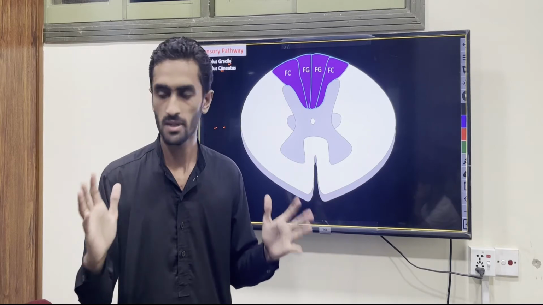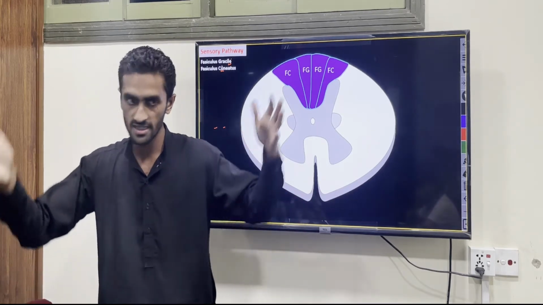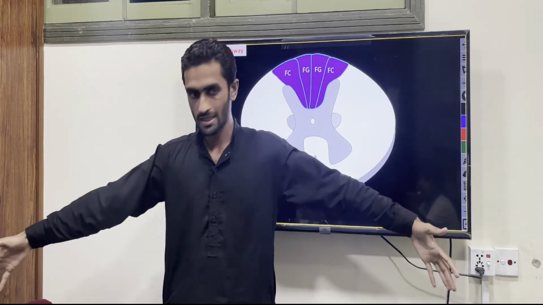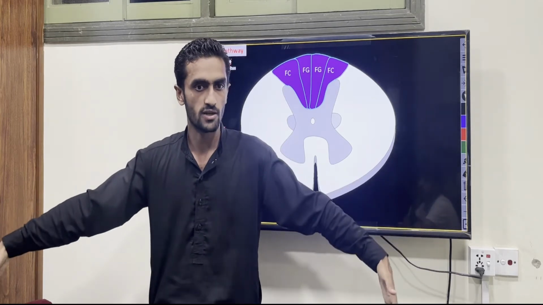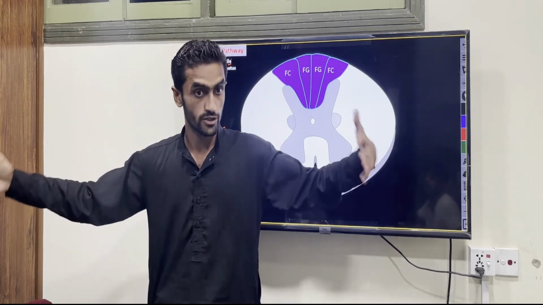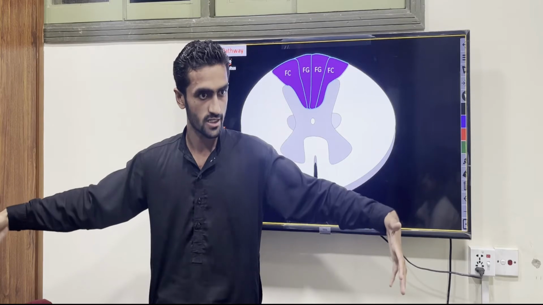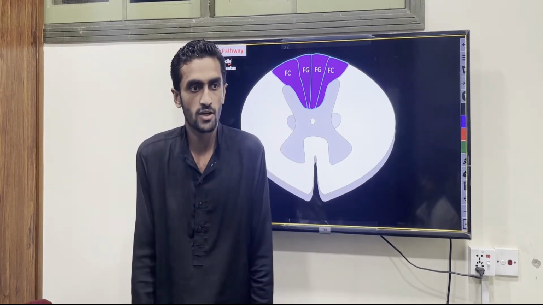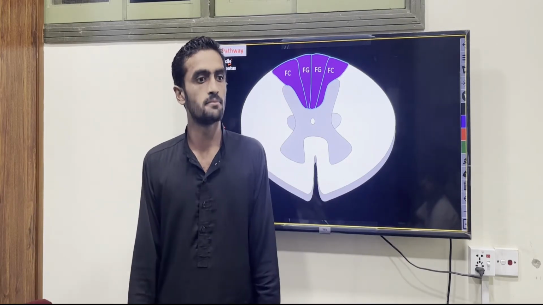Which one is medial and which one is lateral? Consider that your hands are outside, lateral. So your upper limb, the cuneatus, will be on the outer aspect, and your lower limb medially, so the gracile is medial. Easier.